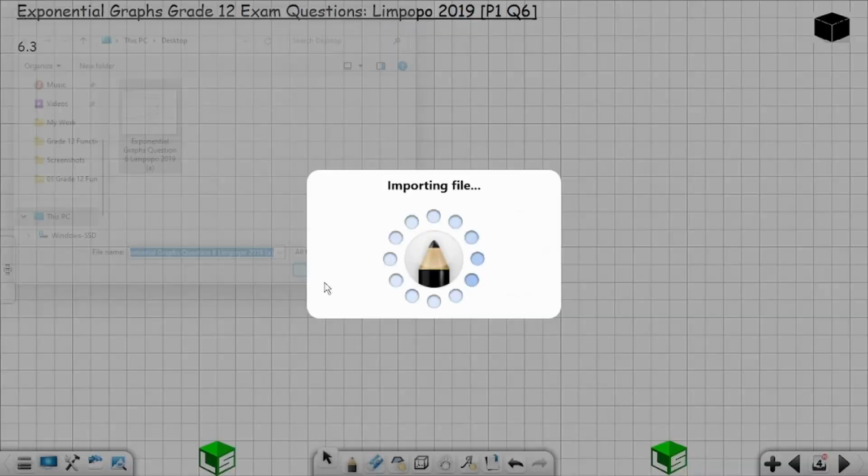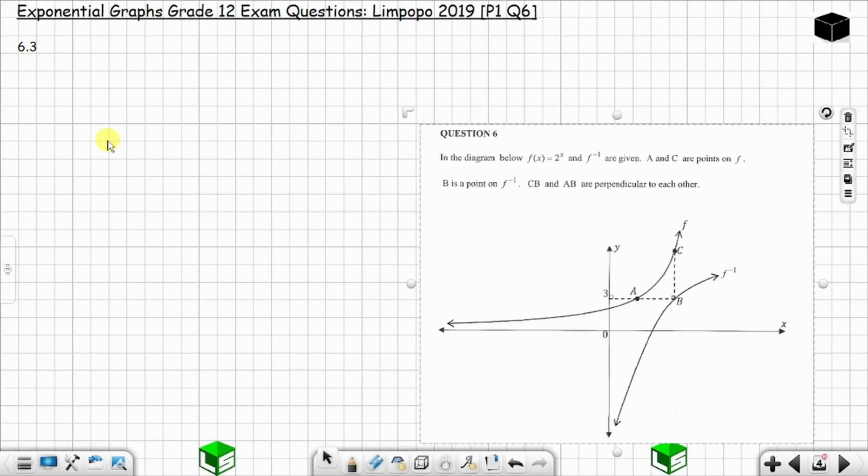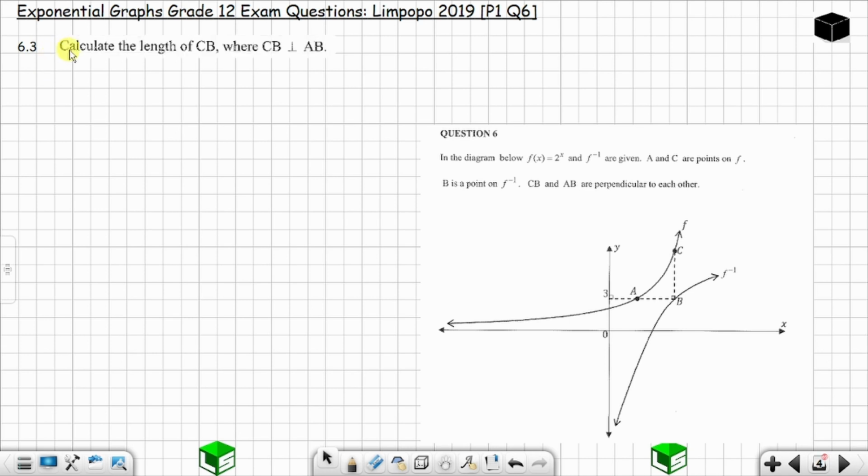Question 6 from Limpopo province, 2019. Okay, so 6.3, the question is calculate the length of CB where CB is perpendicular to AB. The question is 3 marks. Okay, you need to get CB.